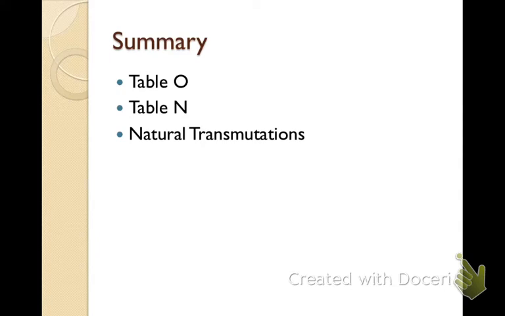Alright, to summarize: use Table O and Table N to help you figure out the number of particles and the types of emitters, whether it's an alpha, beta, or positron. Alpha and beta also emit gamma radiation, which can be quite harmful to us. And the natural transmutations are reactions that have one reactant, and then that decays down spontaneously into other products.